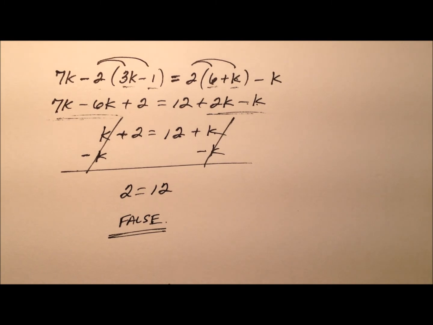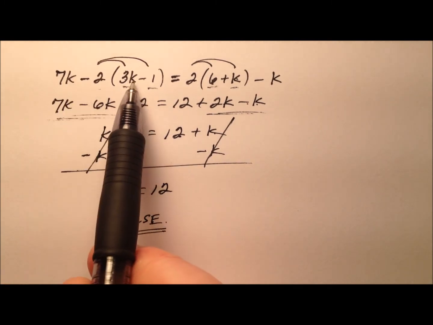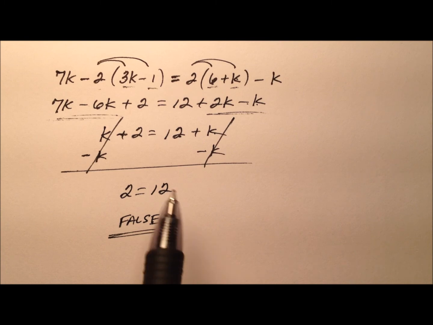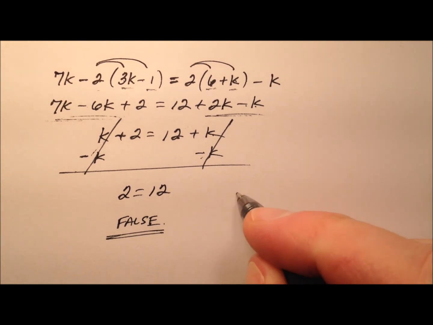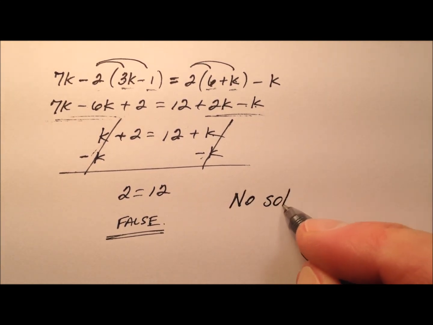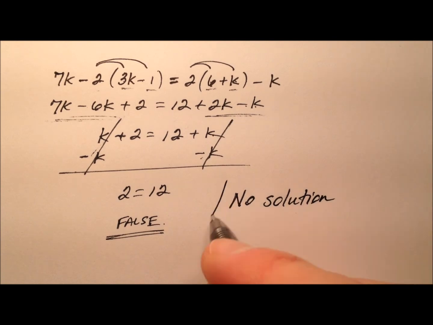So what does that mean ultimately? Well, it doesn't matter what value I plug in for k. All of those values will ultimately cancel anyway, and I'll always be left with this false statement. So if that's the case, that means this equation actually has no solution.